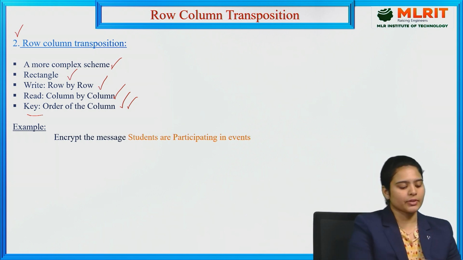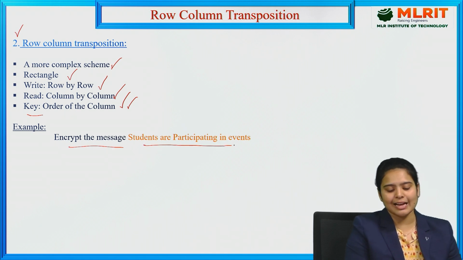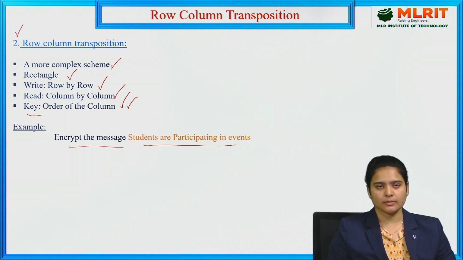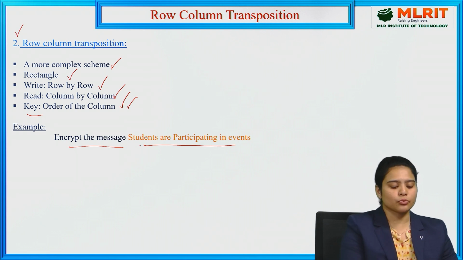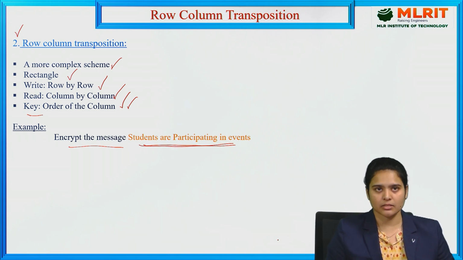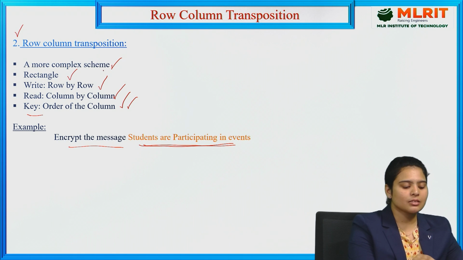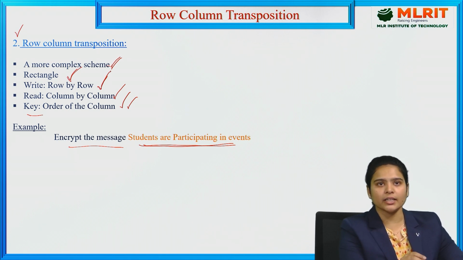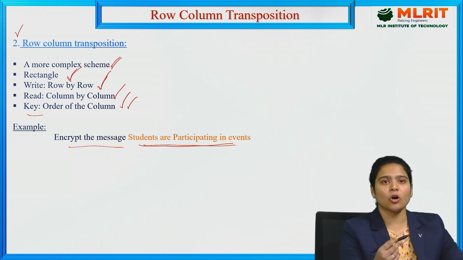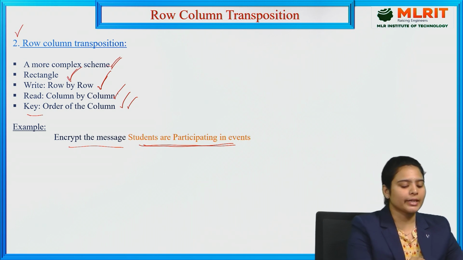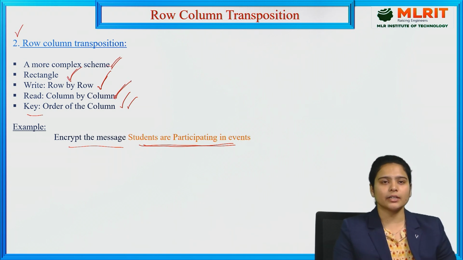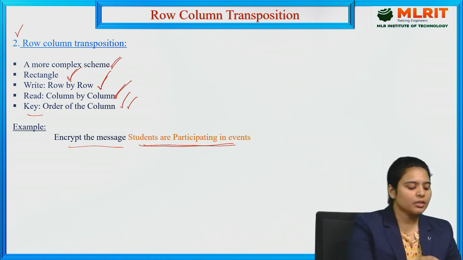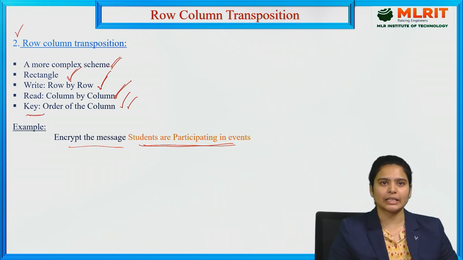For example, we are encrypting the message "the students are participating in events". So I have taken the example of students are participating in events. The main points we need to remember: it is a more complex problem and should be written in the format of a rectangle. While writing, we write row by row. While reading to get the output, we read column by column, and for the column-by-column reading we refer to the key, which is nothing but the order of the columns.